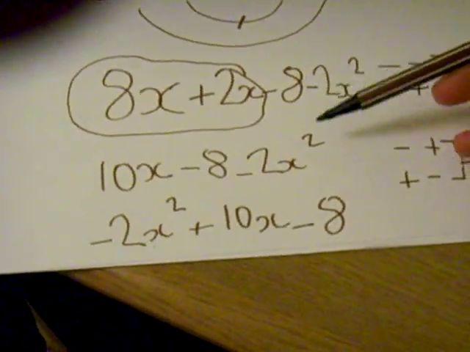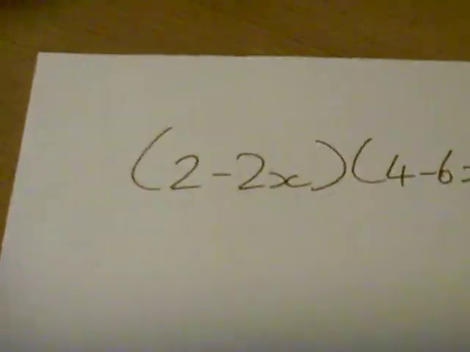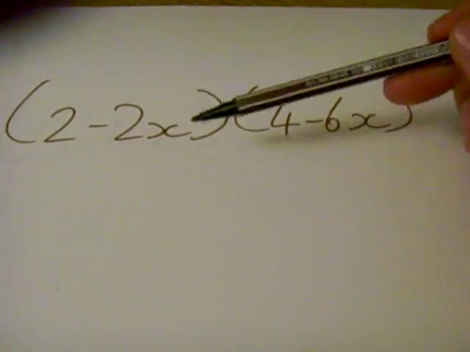But again, you wouldn't lose any marks if you wrote it this way in the exam. So let's move on to that one. What we've done here is put some different numbers in front of the x, so different coefficients.